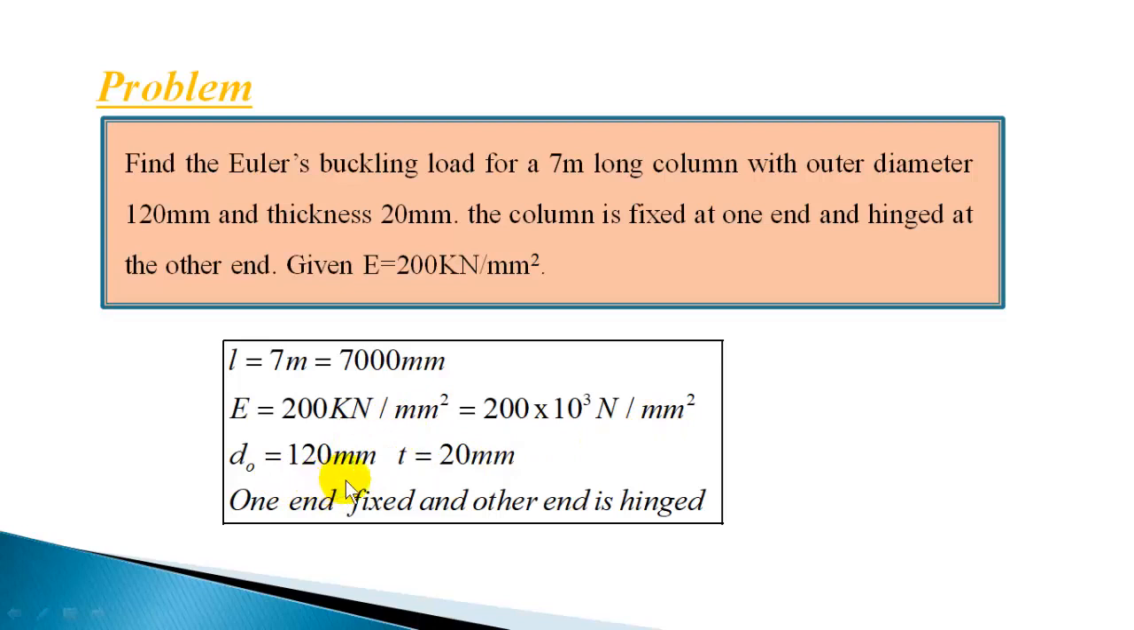Outer diameter is 120 mm and thickness of the wall is 20 mm. So from this you can find out the inside diameter. One end is fixed and the other end is hinged. That is the end condition.